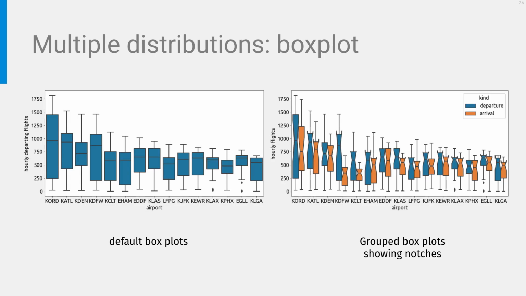Box plots are used to compare distributions. Here we are showing the variation in number of flights per hour across different airports. Similar to the previous line plot example, we can also display two groups side by side. In this case, the number of hourly departing and arriving flights per airport.